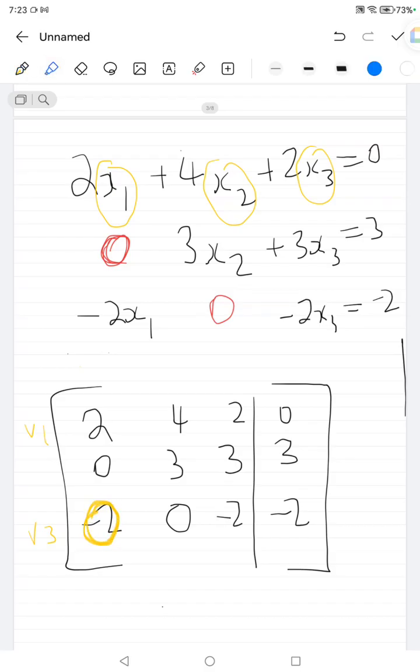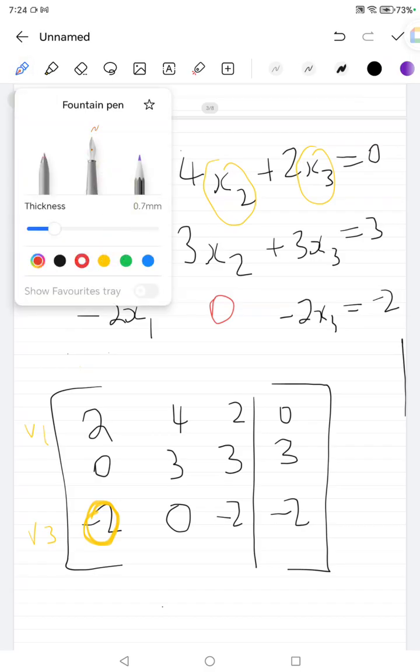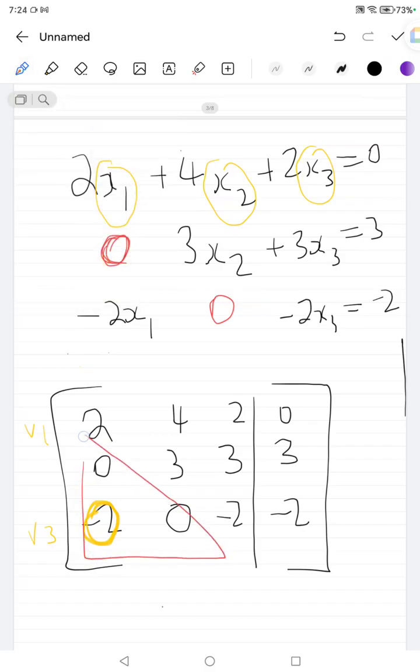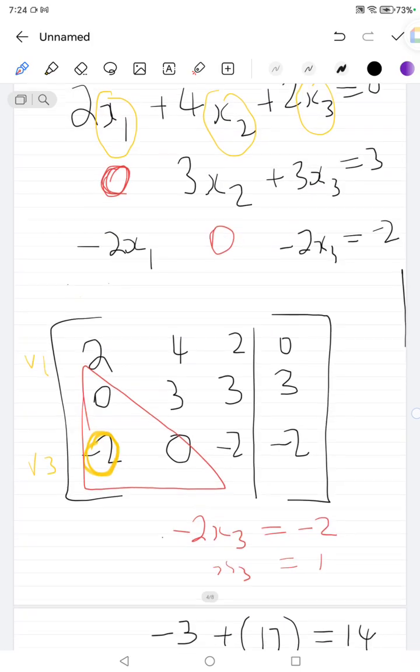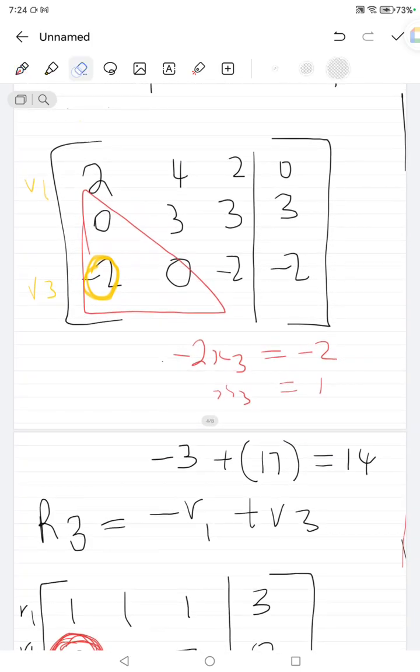Then if you have that 0, it means now you have that triangle that we love to work with. Then you start solving your variables, your x1, your x2, and your x3, the way we were doing. Remember, you're just going to start at the bottom: you have your minus 2 x3, which is going to be minus 2, then you know your x3 is equal to 1. Then you go and solve the other unknowns.